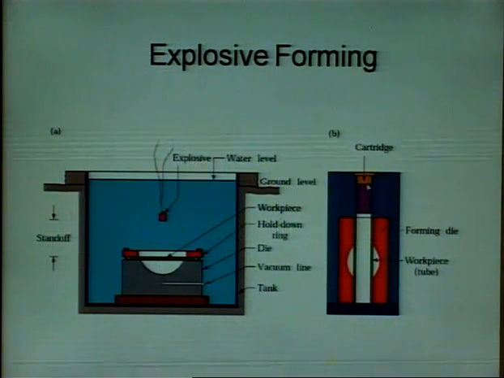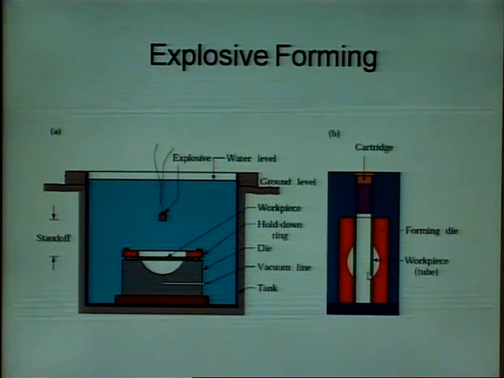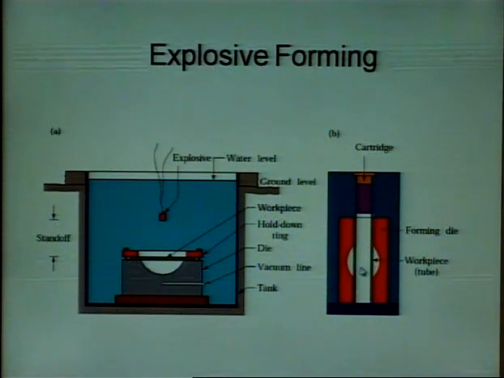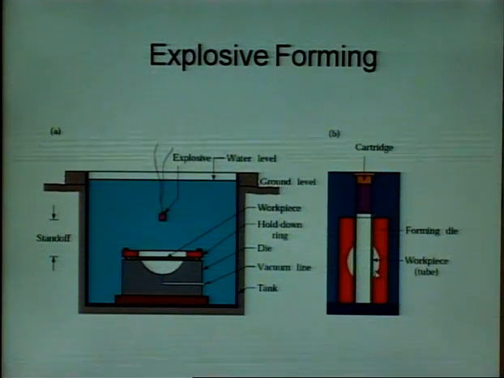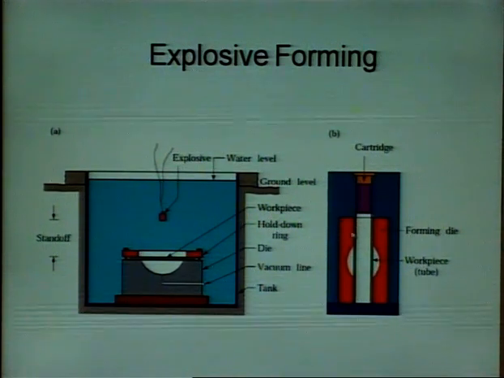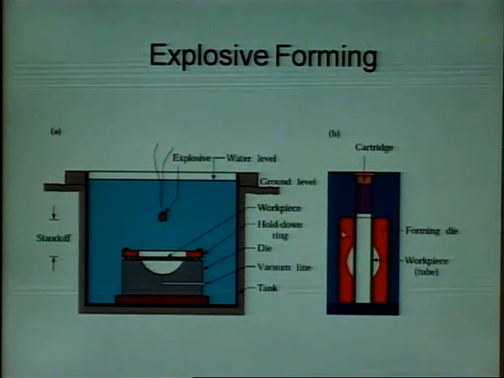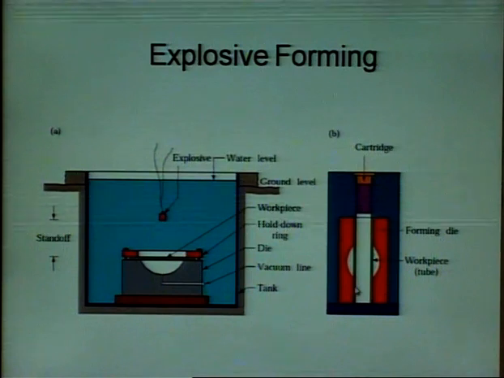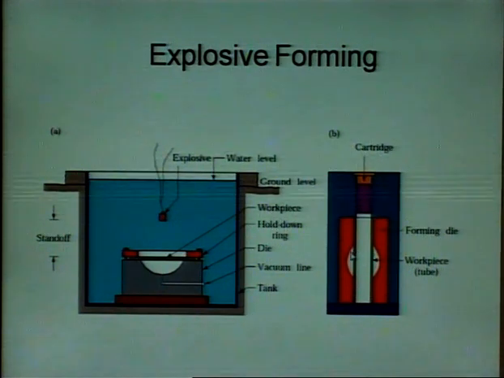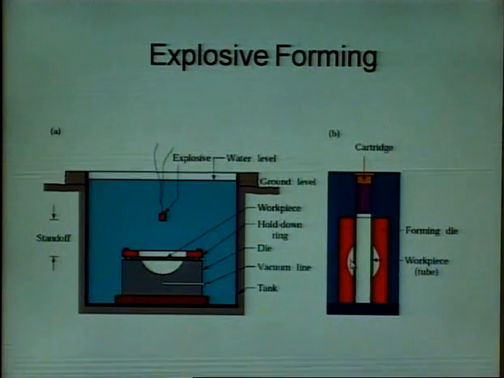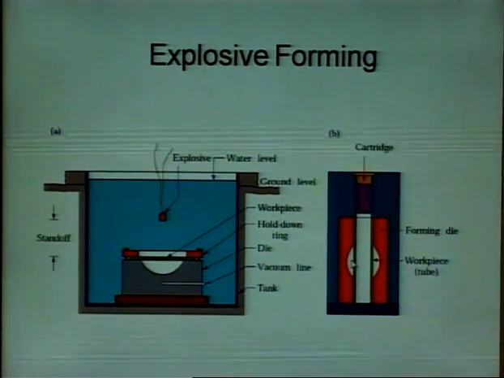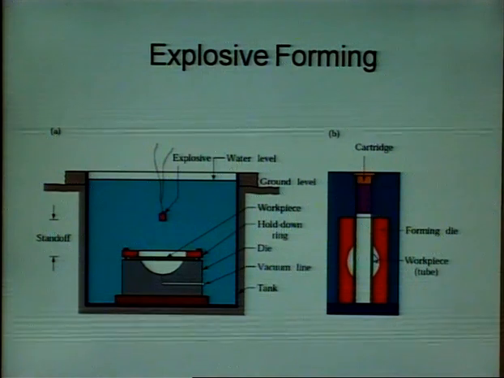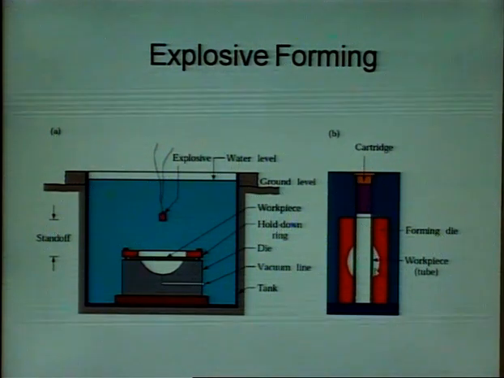Similarly, just see, there is an explosive cartridge here, this is the raw material, maybe a tube here, and you want to make the shape of the tube like this here. Because here it is fully constrained, the tube cannot expand like this, it cannot expand like this, similarly it cannot expand like this. The only space is here, there is a space here available where this tube can form in this direction.